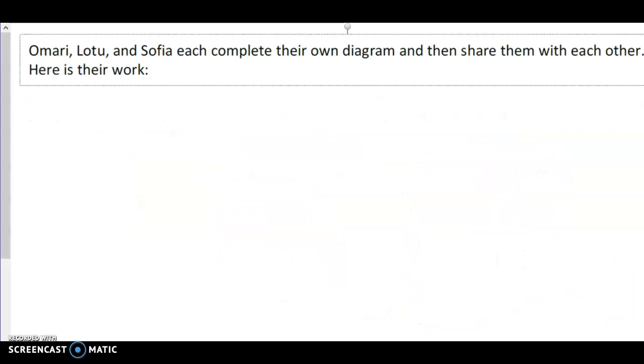Alright, next example for a Venn diagram. So there are Armory, Lutu, and Sofa. Each completes their own diagram and then shares them with each other. So for this one, their work is right here.